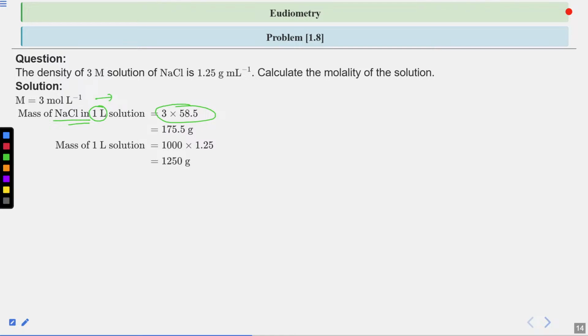When I'm saying 3 mole per liter, it means 3 moles of NaCl is dissolved in 1 liter of solution. So this is the definition of molarity. I have already mentioned it. Now if 3 moles is present in 1 liter of NaCl solution, then from there we can calculate the mass. Moles multiplied by the molar mass will give you the mass that is present in 1 liter of solution.